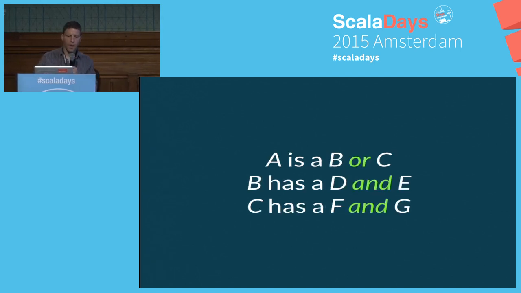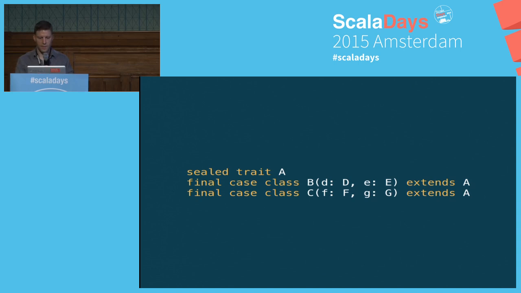So here's an abstract algebraic data type which has all of the patterns in. It's got the AND and the OR. A is a B or C, B has a D and E, C has an F and G. That's a complete algebraic data type displaying the two sum and product patterns. Of course, we can implement this in code like so, by applying the patterns we've seen before. And now we'll see structural recursion on that.